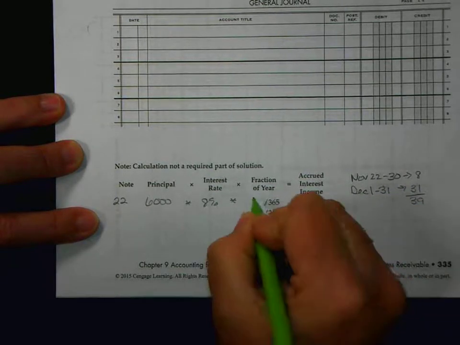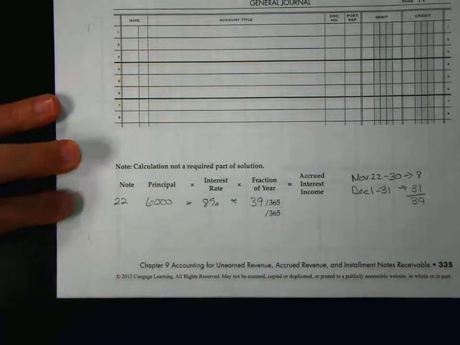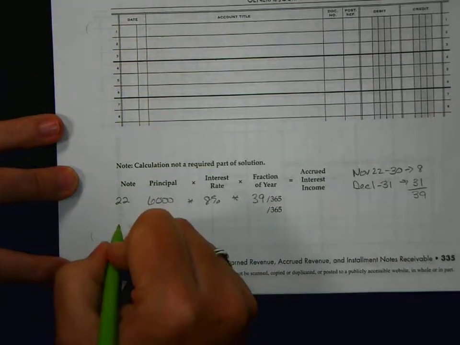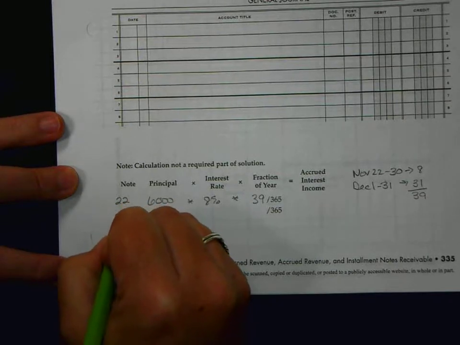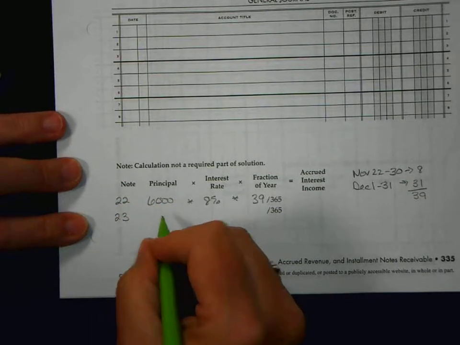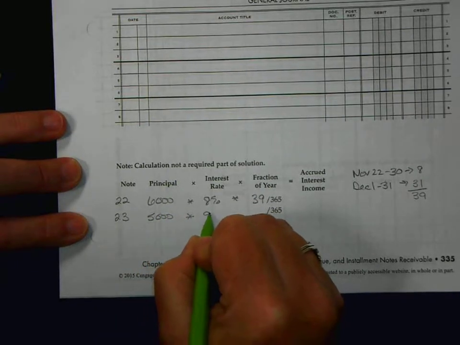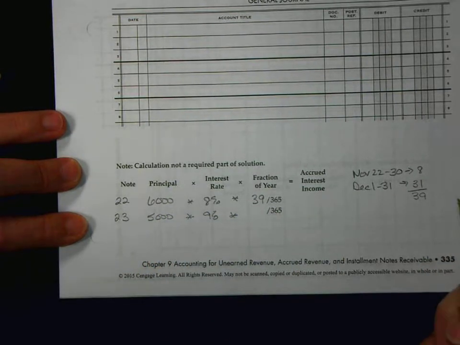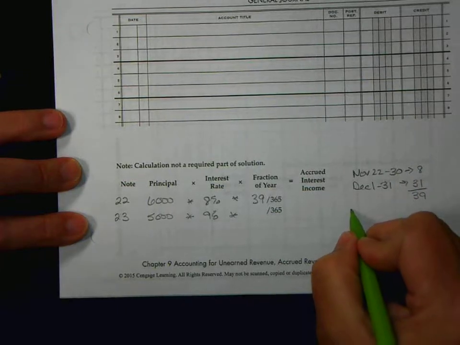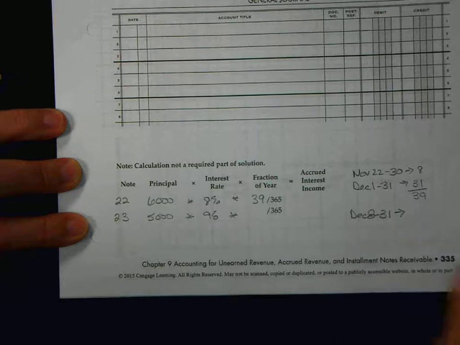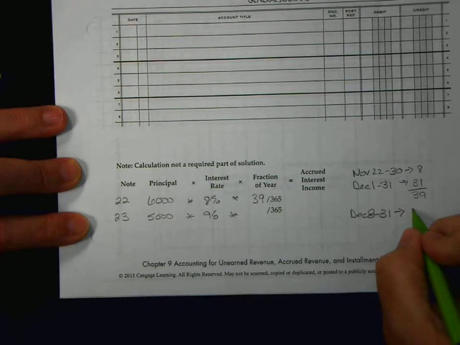And then for the second note, it's $5,000, 9% interest, and from December 8th through December 31st, it's 23 days. Okay, now we've got all the numbers. Now we can do the math.